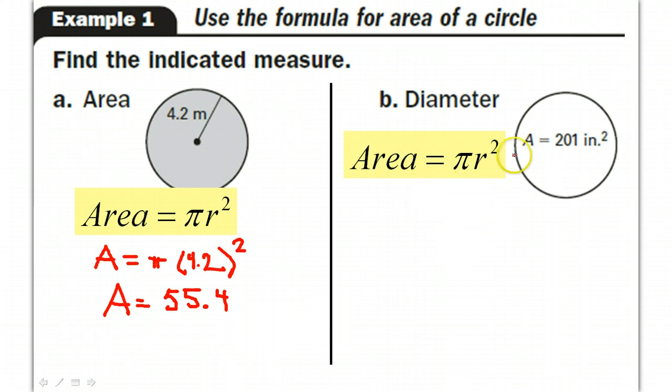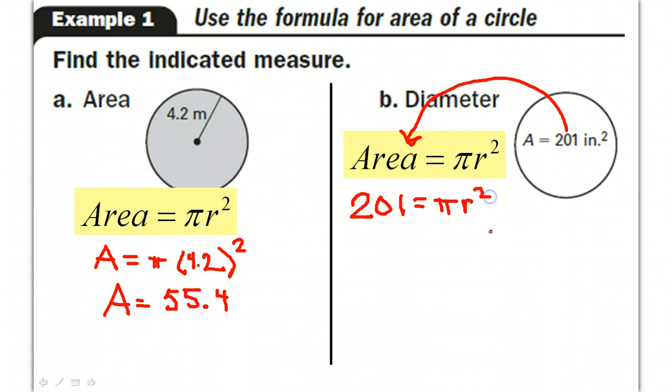Okay, now this one. We're supposed to find the diameter. What are we given? Can you tell what I'm being given? We're being given the area. That's this A equals 201 square inches. We're still going to use the area formula, but this 201, that's the area. I'm going to put that in the area spot in the formula. So this is going to become 201 equals pi r squared.